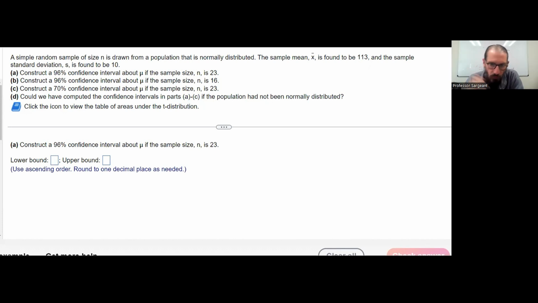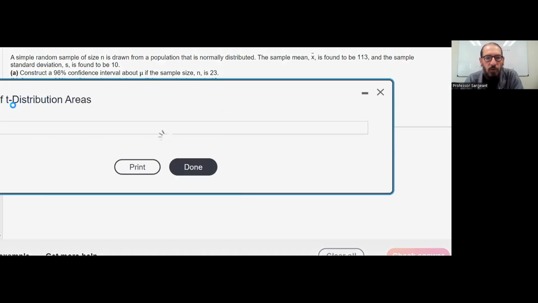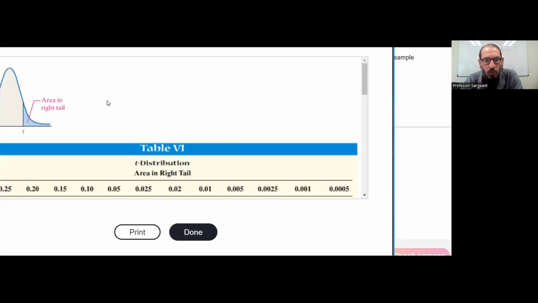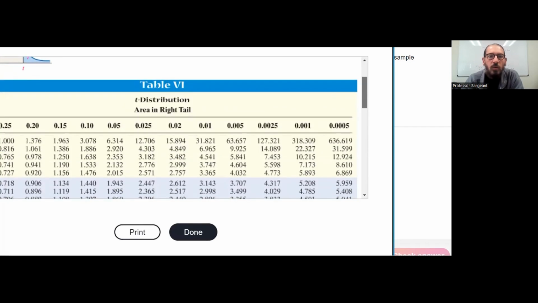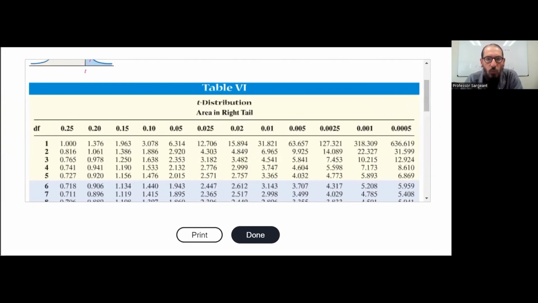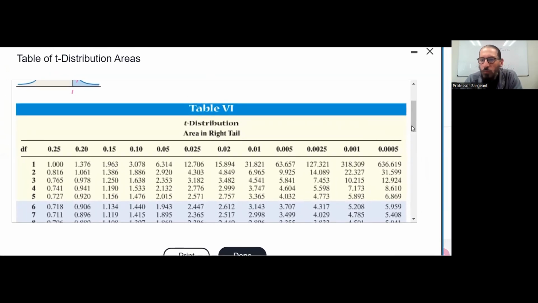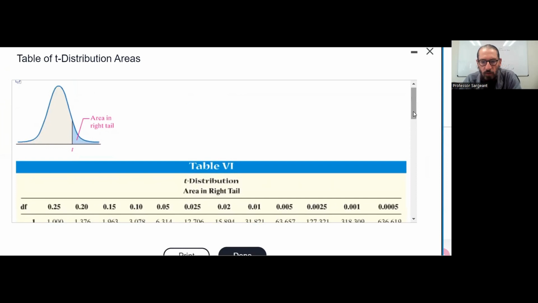Okay, so first of all, we need to find what our t-value is. Since the sample size is 23, the degrees of freedom that we have is 22. Also, I'm going to open up the table here. Not only do we need to know how many degrees of freedom there are to look for which row we're going to be in, but also we need to know which column we are in.